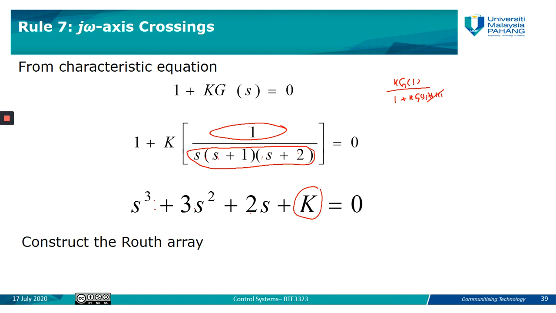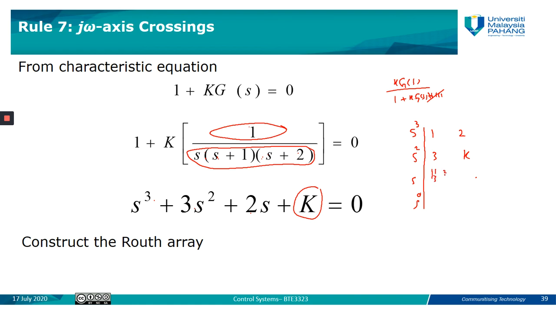After we write this equation, now we need to construct our Routh table. It will be like this: s cubic, s square, s, s0. Then we write the coefficient for s cubic here, which is 1. The coefficient for s is equal to 2. The coefficient for s square is equal to 3. The coefficient of s0 is equal to k. Now we need to continue and write the rest of the coefficients based on our equation, which is the matrix: 1, 3.